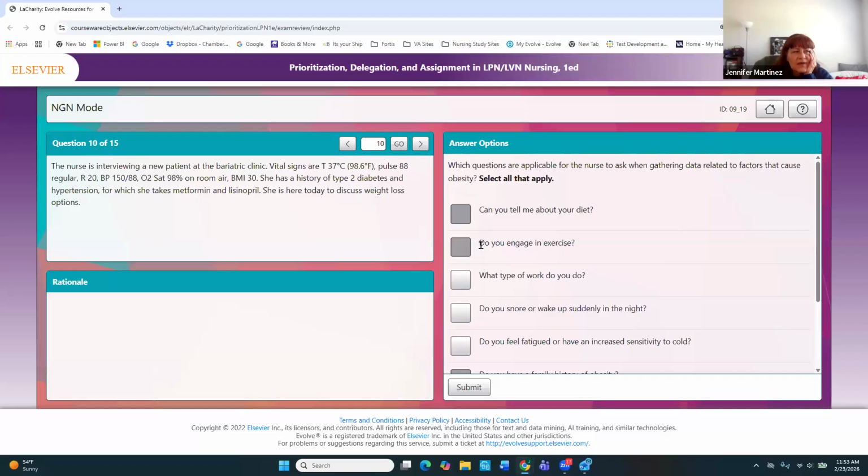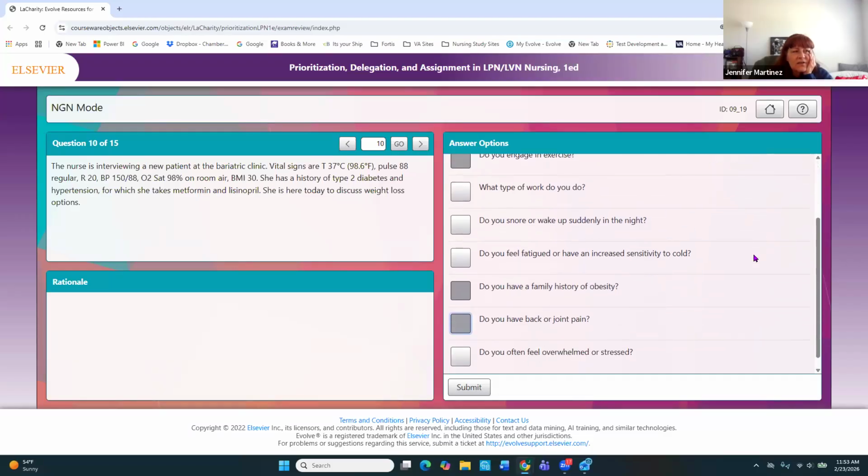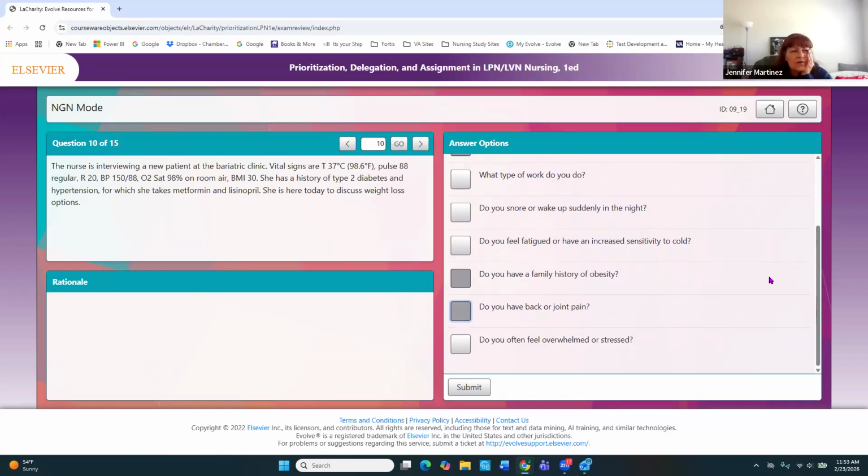All right, so what questions are applicable for the nurse assessment when gathering data related to factors that cause obesity? So we got the diet, we got exercise. We don't want to ask about work or snoring. We don't want to ask about fatigue or increased sensitivity to cold or feeling overwhelmed or stressed. Is that correct? Before I hit submit.